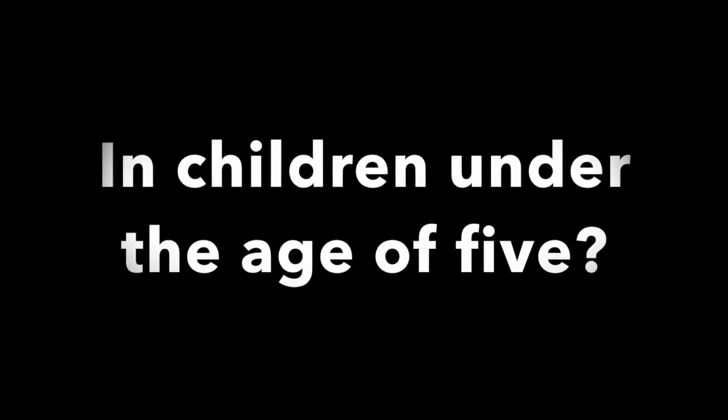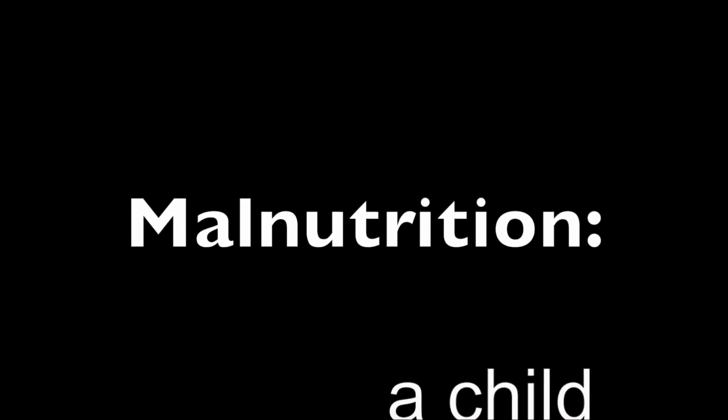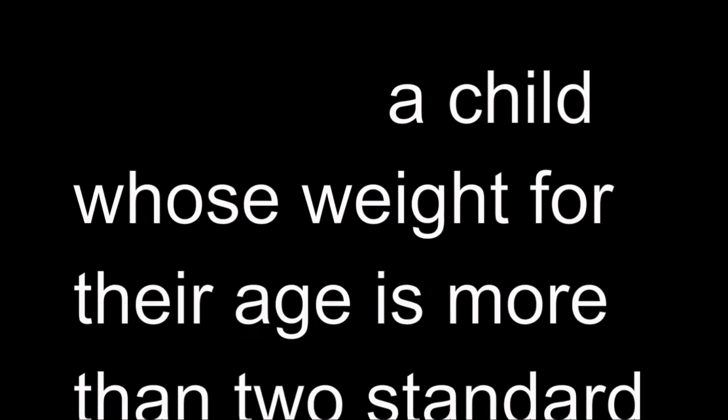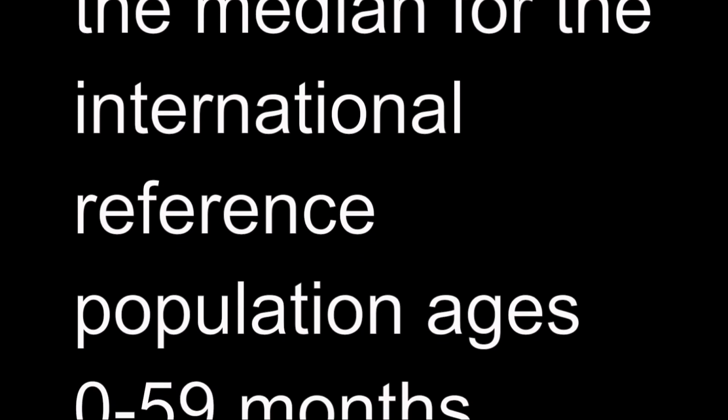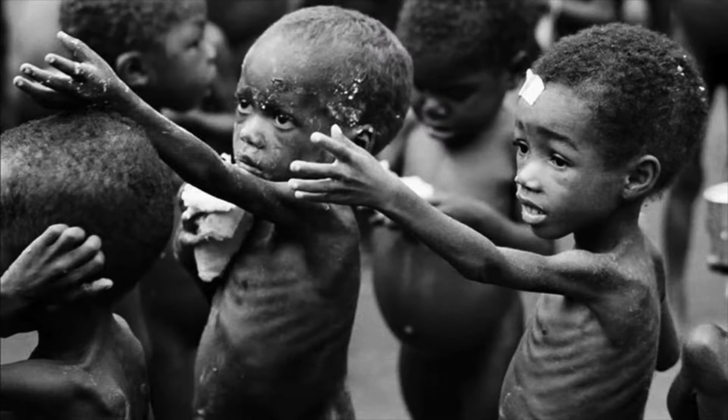Our group looked into the effects on malnutrition in children under the age of 5. Gapminder defines malnutrition as a child whose weight for their age is more than 2 standard deviations below the median for the international reference population ages 0 to 59 months. The data are based on the WHO's new child growth standards released in 2006.